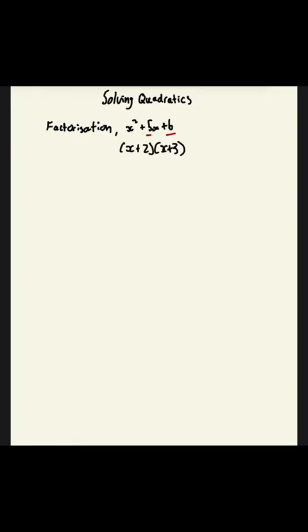And then if we were to solve that, we have to set both of these equal to 0. So x plus 2 equals 0, x equals negative 2. x plus 3 equals 0, x equals negative 3. So the two solutions for this example are x equals negative 2 and x equals negative 3.